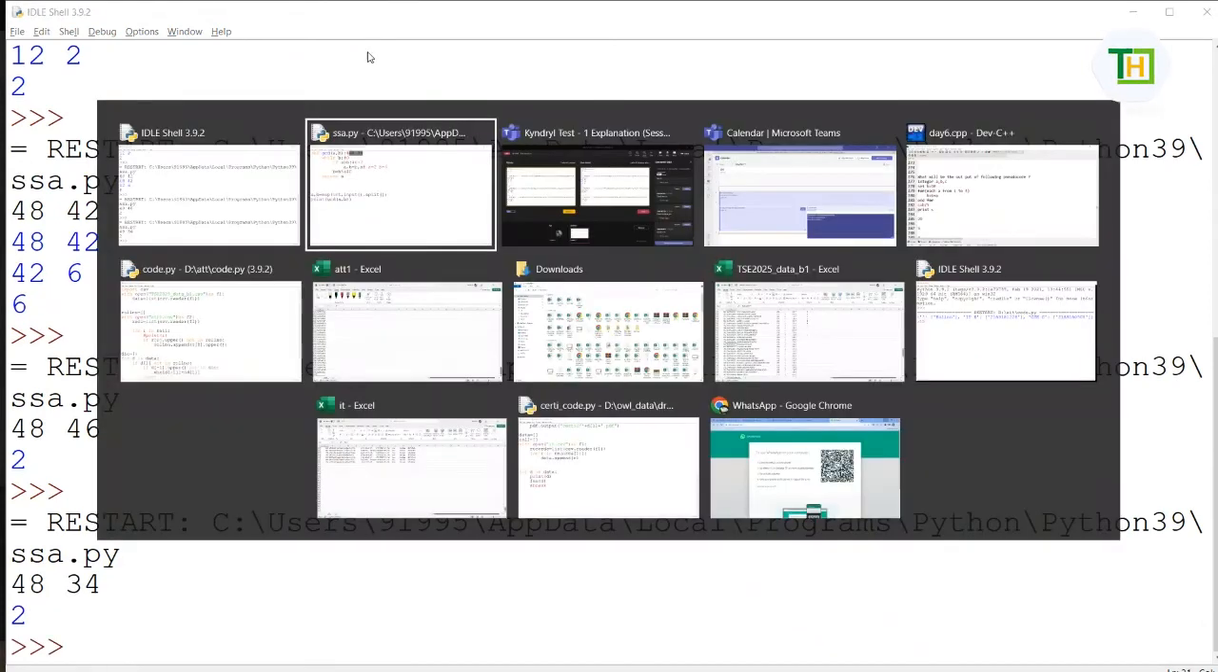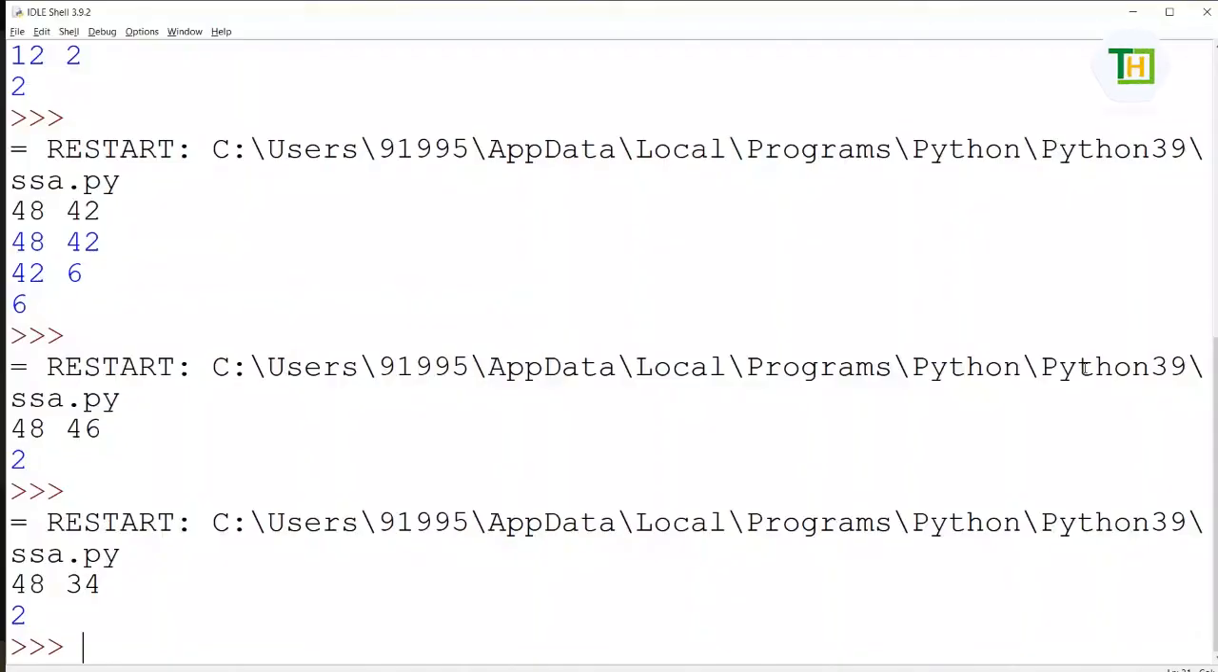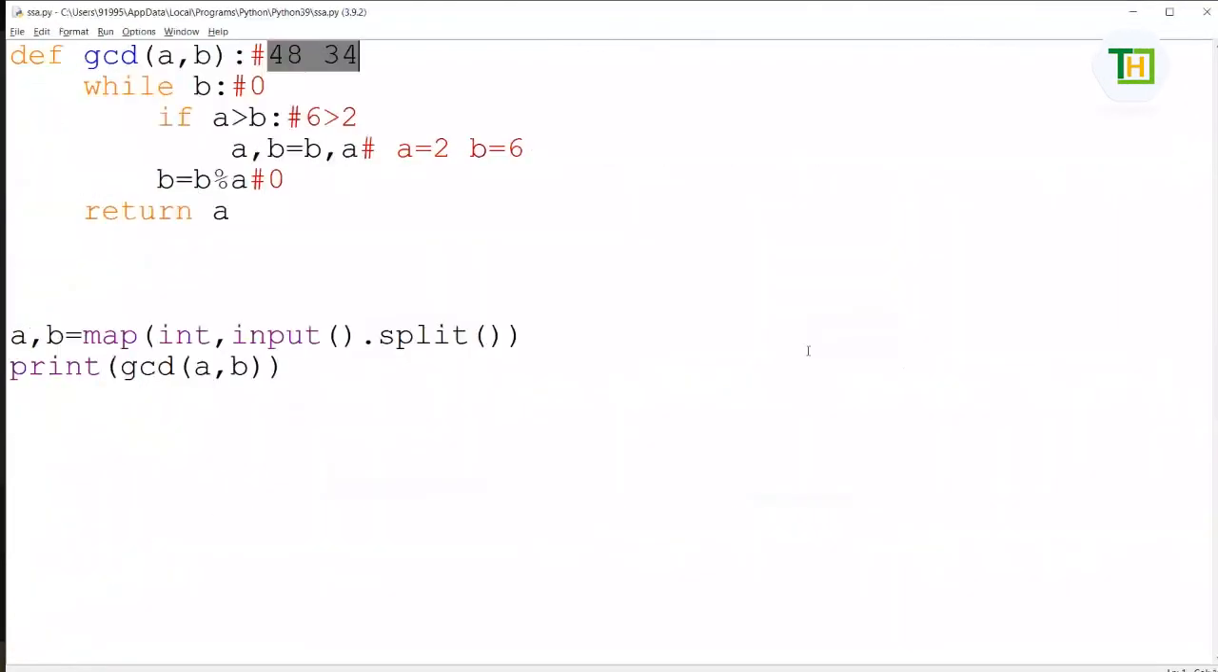Is it clear, everyone? How am I finding the GCD of two numbers? GCD of two numbers.